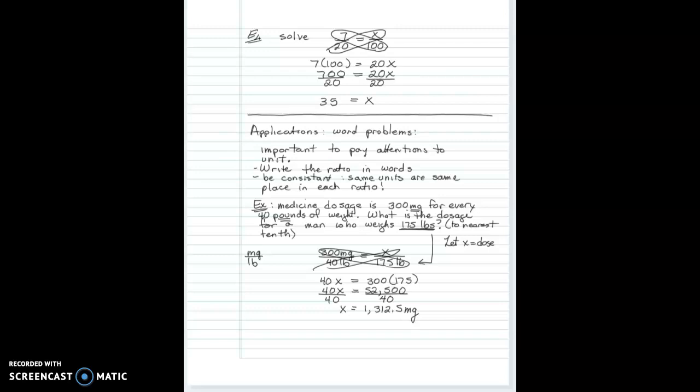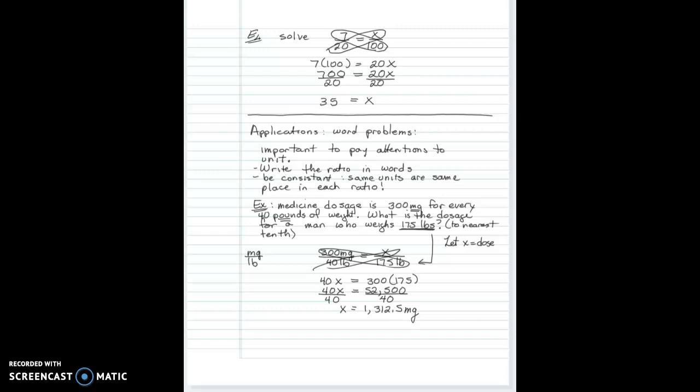Next, we're going to look at applications. Applications are our word problems. When you solve a word problem with proportions, it's important to pay attention to your units. I like to write the ratio in words. And when you set up those ratios, you have to be consistent. The same units have to be in the same place in each ratio.